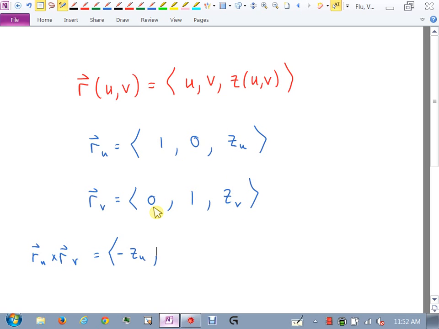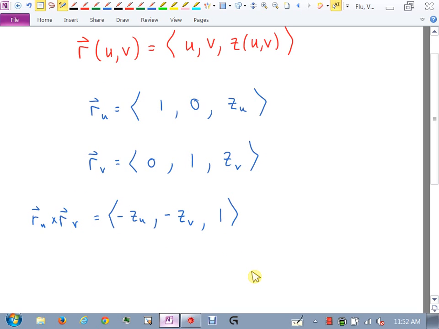0. You get negative partial z with respect to u. And then do the middle one, so we get negative partial z with respect to v, and then what's the last one? 1 and then nothing, so 1, like that. And now find the magnitude. See, wasn't that cross product pretty simple?